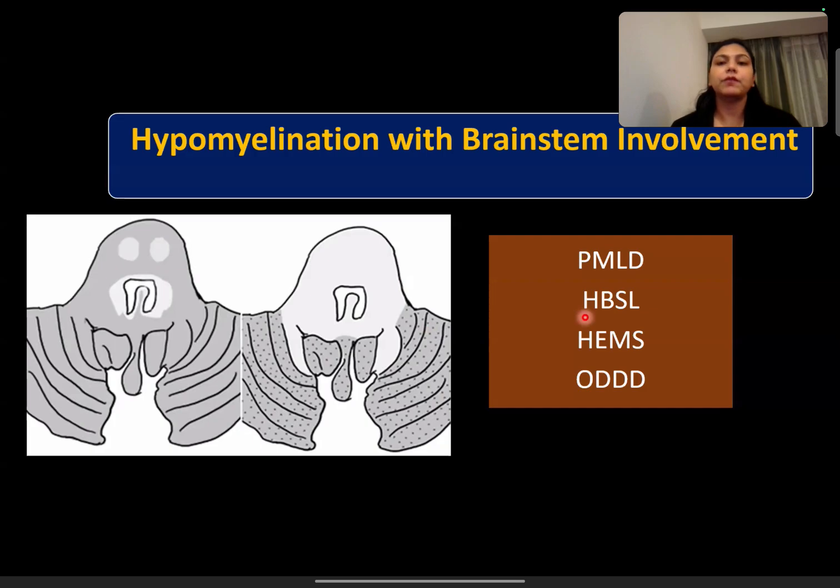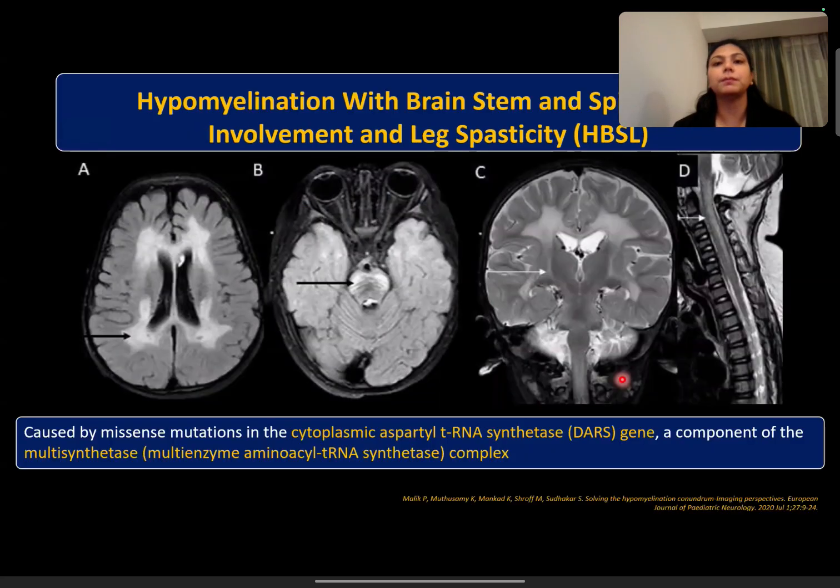Then there can be brainstem involvement in HEMS, as we saw, with early involvement of the posterior brainstem, and apart from that, ODD can also have it. And apart from that, there is one specific diagnosis as we saw in LBSL. Similar to that, we have HBSL, and in fact, the gene is also the DARS gene.